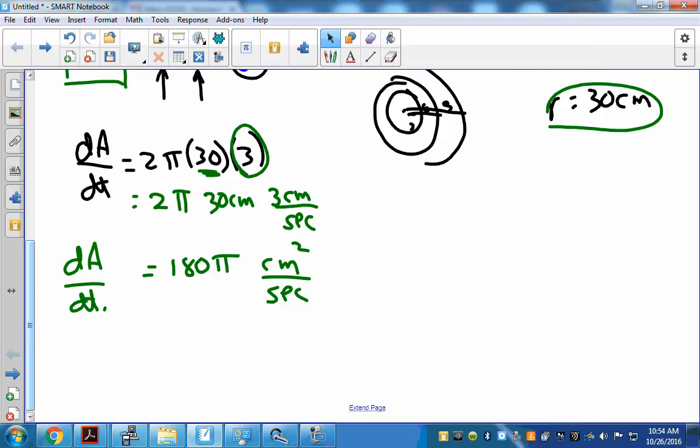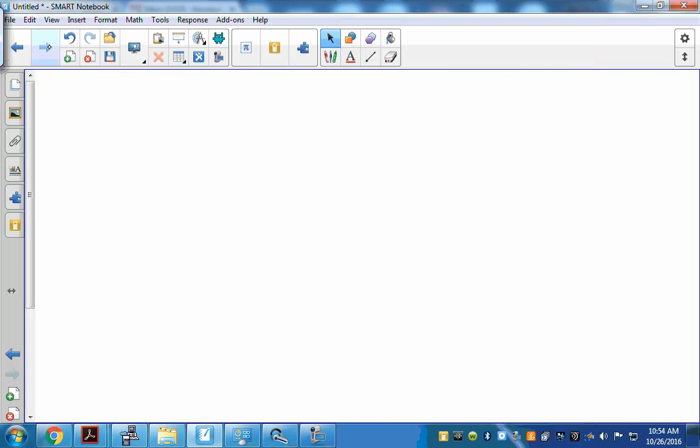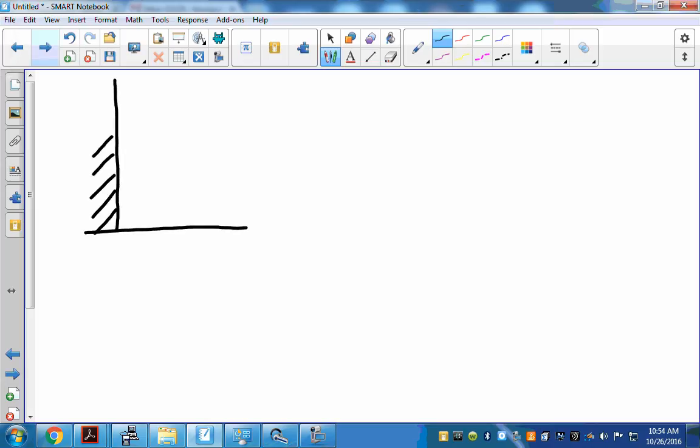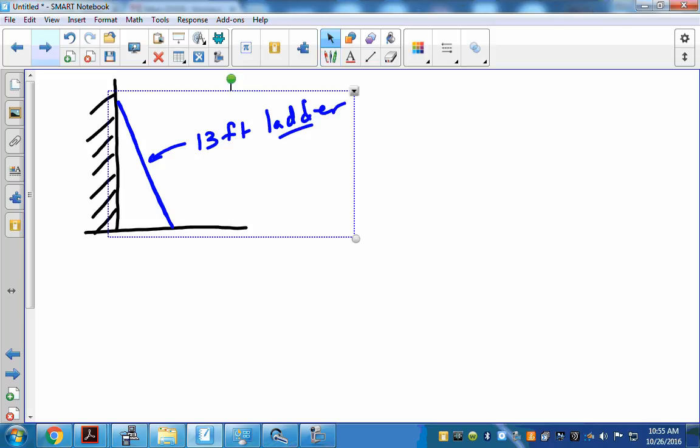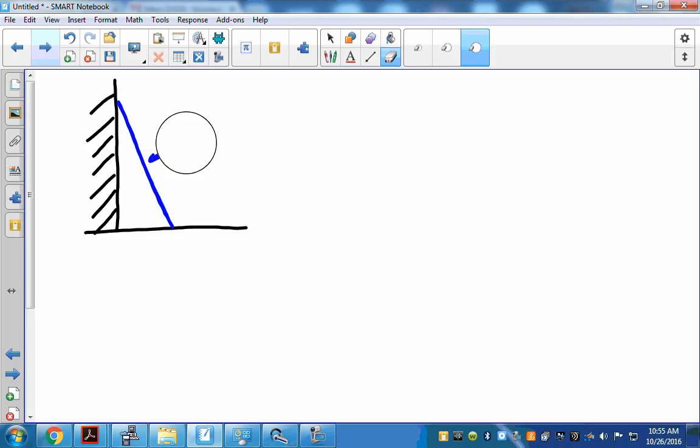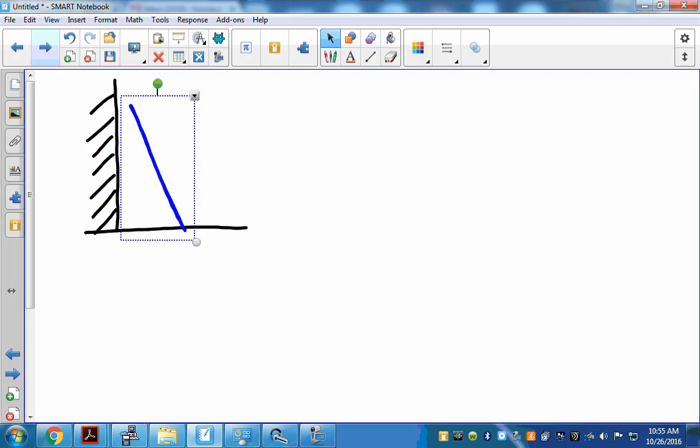Second problem. Now we have a triangle. This is a typical problem in calculus where there's a ladder leaning against the building. So we have this ladder, and to make it easy, we'll say this is a 13-foot ladder. It's not an extension ladder. It just stays 13 feet long the entire time. And let me see if I can move this ladder. Okay, so this particular ladder now can be moved.